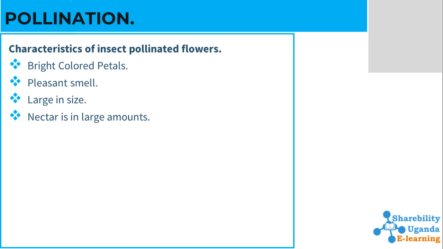Characteristics of insect and maybe animal pollinated flowers. They are brightly colored. They attract insects like bees, which are in the process of looking for nectar from flowers. They have a pleasant smell which attracts animals and maybe human beings. They are large in size so they can be visible. They have nectar in large amounts so they attract insects which look for nectar, insects like bees.